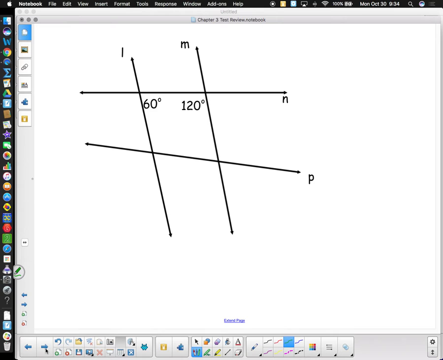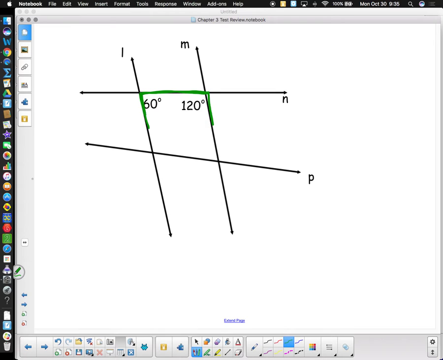Which lines, if any, are parallel and why? And because they look parallel is not a reason, by the way. Nice try, but no. I want objective evidence. So I've got L, M, N, and P. But the only information I have here is these two angles, the 60 and the 120. I look at that and I see, oh, I see like a letter C. And they do actually add up to 180.